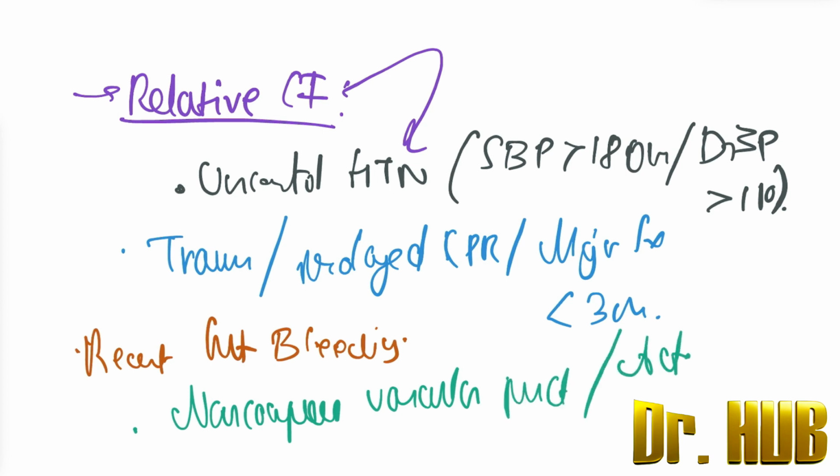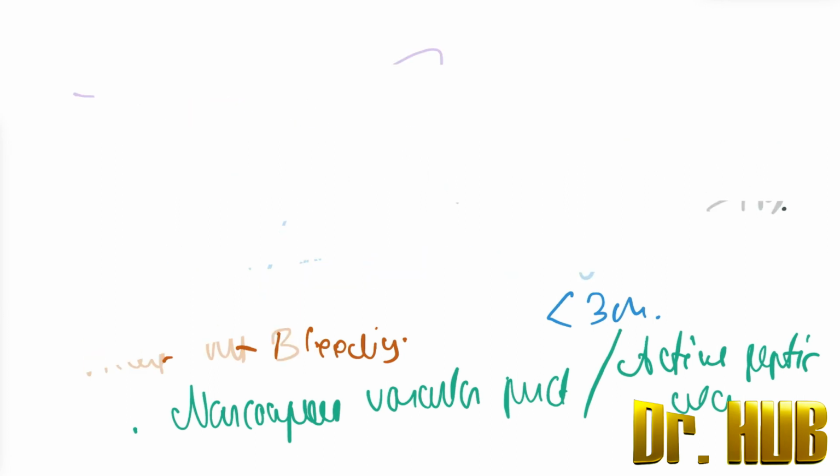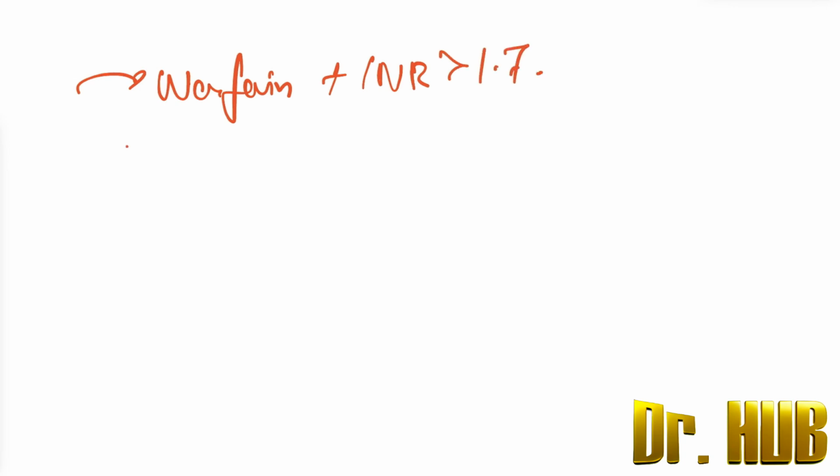Then there is presence of active peptic ulcers. Then comes the current use of warfarin and the INR. So there will be current use of warfarin, and also INR greater than 1.7. This is all in terms of the relative contraindications.